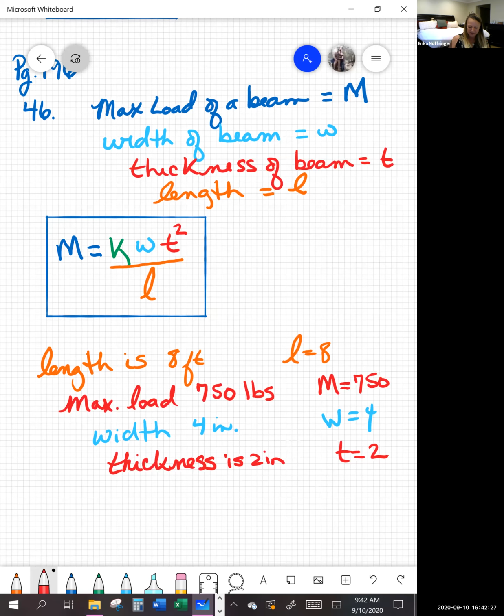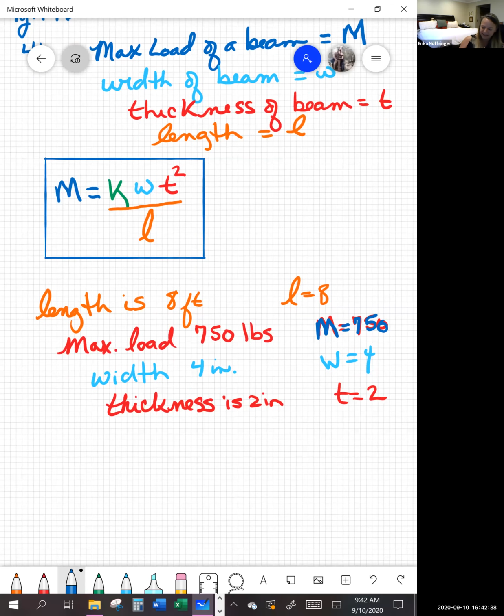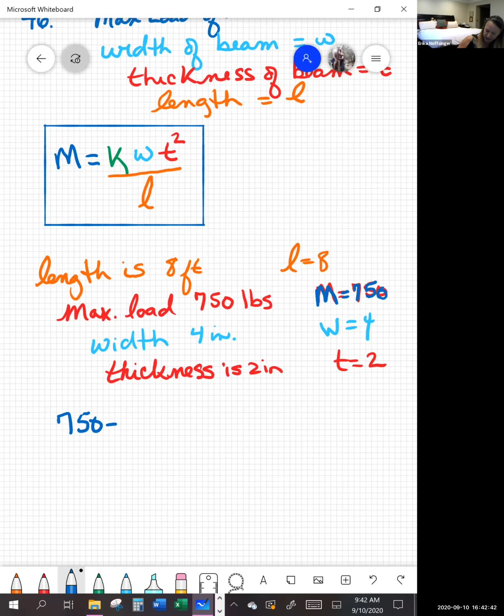Okay, so maximum load. This should be blue. 750. So plugging it into our equation, we can use this to figure out what K is, and then we can answer what they ask us. So we got 750 is equal to K, which we're trying to find, all times the width, which we're given is 4, all times the thickness, 2, which it tells us to square, inversely, so all over the length, which we're given 8.